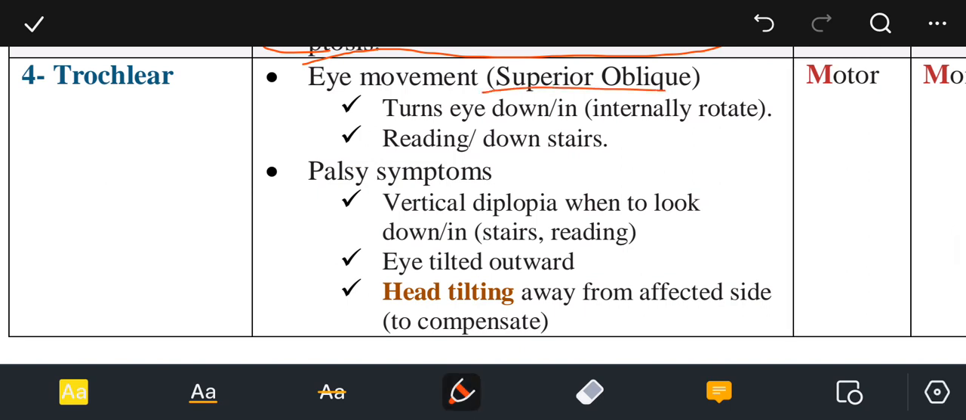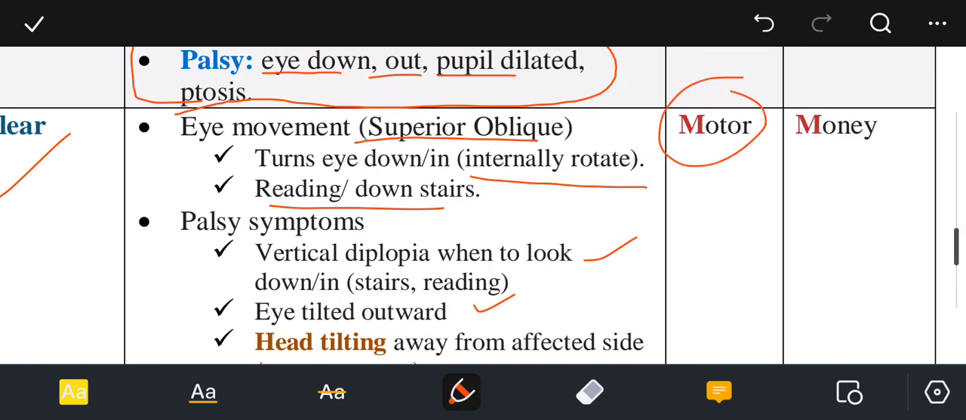It turns the eye down and in, internally rotating the eye. So reading and going downstairs. A very characteristic scenario that they give you on the exam is that there is some person XYZ who is unable to read the book, or has difficulty coming down the stairs. That is a way of telling that the person has a trochlear nerve deficit. Palsy symptoms: vertical diplopia when looking down on stairs and reading. Eyelids are tilted outwards. Head tilting away from the affected side to compensate. So that is also a purely motor nerve.